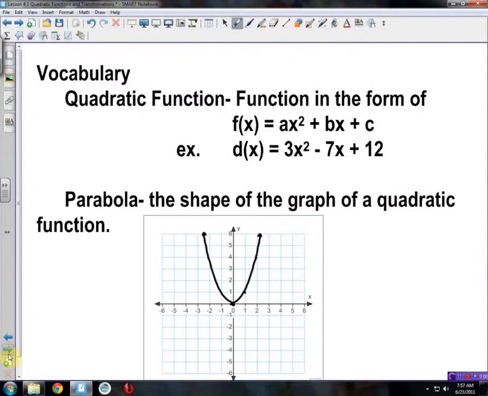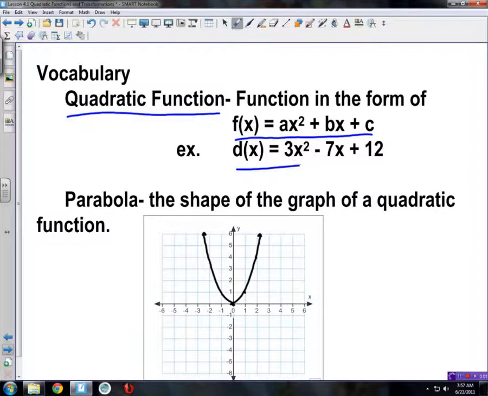Starting off with some vocabulary, we're first going to talk about quadratic functions. It's in the general form f of x is equal to ax squared plus bx plus c. That's the general form where a, b, and c would be actual numbers. And you can see that below. I gave you guys an example where d of x is equal to 3x squared minus 7x plus 12. So this is what a quadratic will look like.